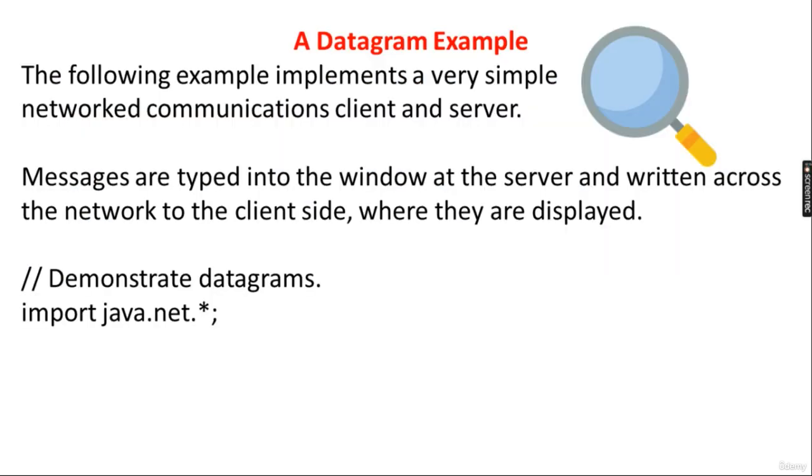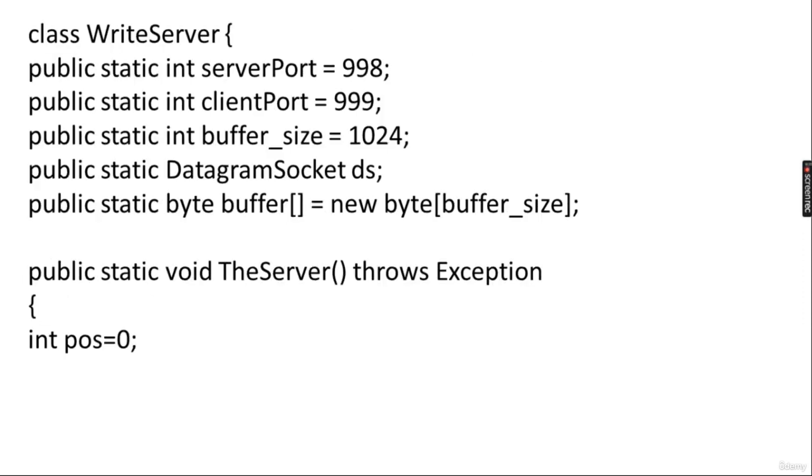Okay. Then the datagram example. We will see an example that implements very simple network communication, a client and a server. Messages are typed into a window at the server and written across the network to the client where they are displayed. To demonstrate datagrams, we write the server: static int serverPort 998, clientPort 999, buffer size 1024, a DatagramSocket object ds, then a byte buffer array of the particular size, that is 1024.